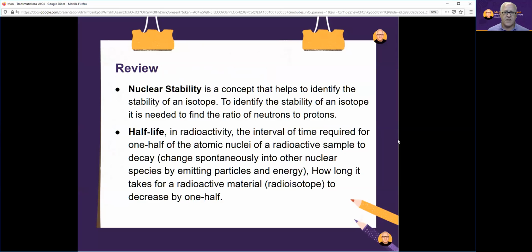Let's go back to our previous concept and review some things. Nuclear stability is a concept that helps to identify the stability of an isotope. To identify the stability of an isotope, it is needed to find the ratio of neutrons to protons. And in radioactivity, the time interval required for 1/2 of the atomic nuclei of a radioactive sample to decay is called half-life, and that changed spontaneously into another nuclear species by emitting particles and energy. And how long it takes for a radioactive material or radioisotope to decrease by 1/2, we call that a half-life.